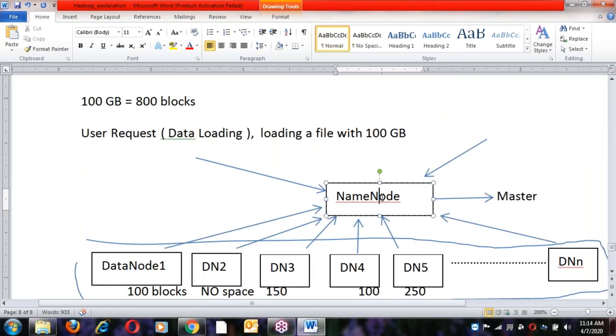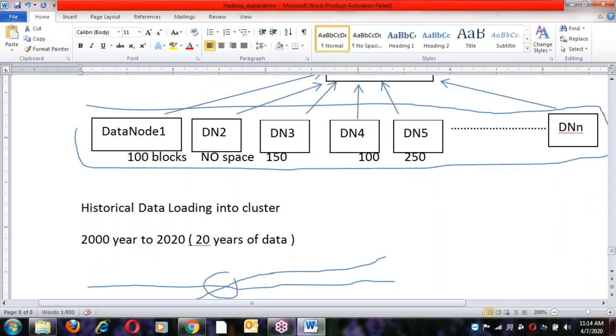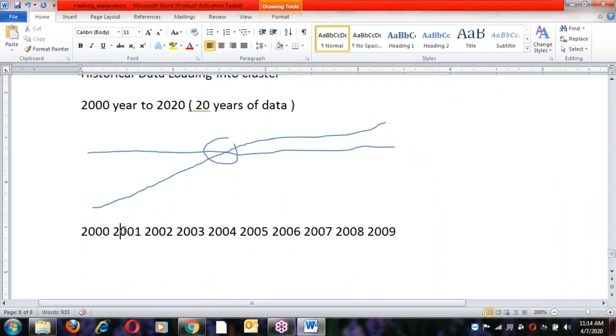Suppose first the 2000 year data is loaded into the cluster. Next 2001, 2002, 2003, 4, 5, 6, 7, 8, 9, 10. After loading 10 years of data, the cluster is filled. Still 10 more years of data remain.